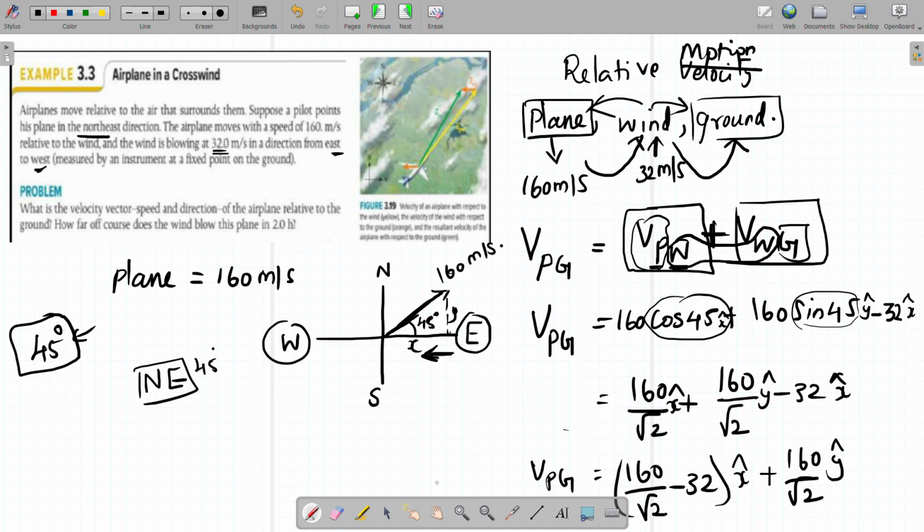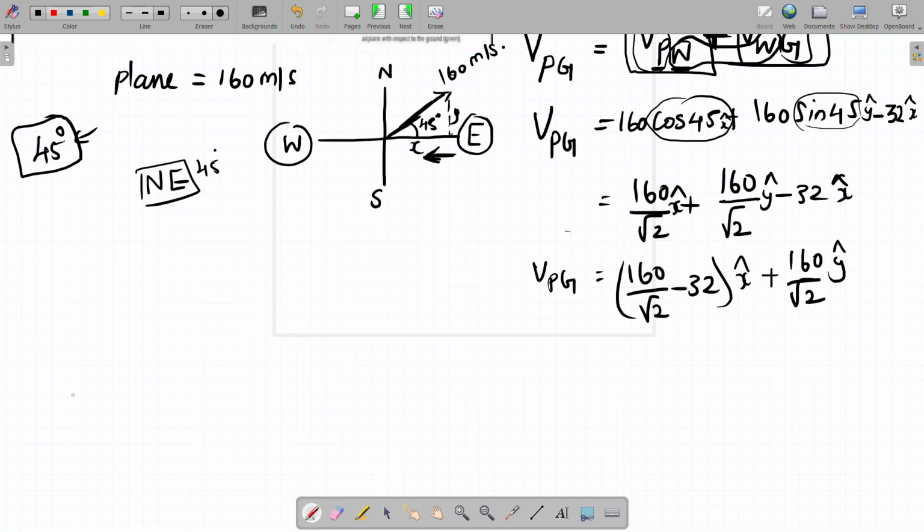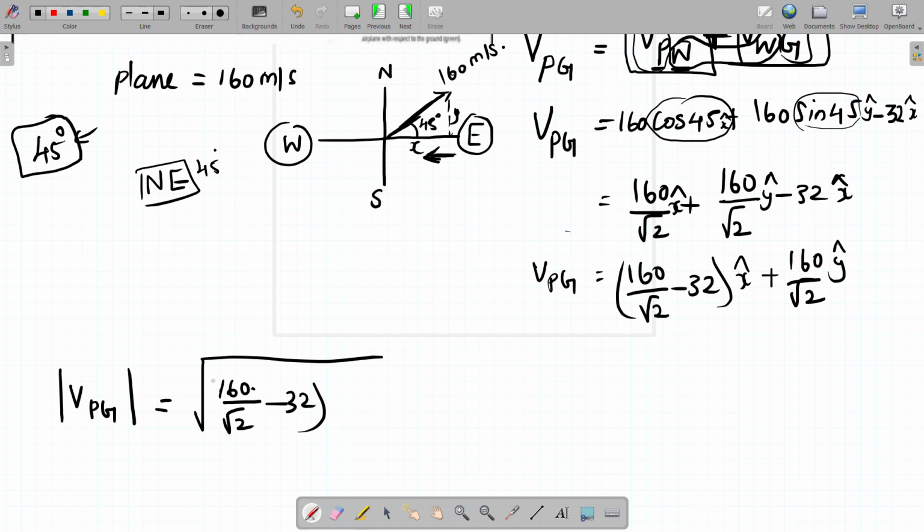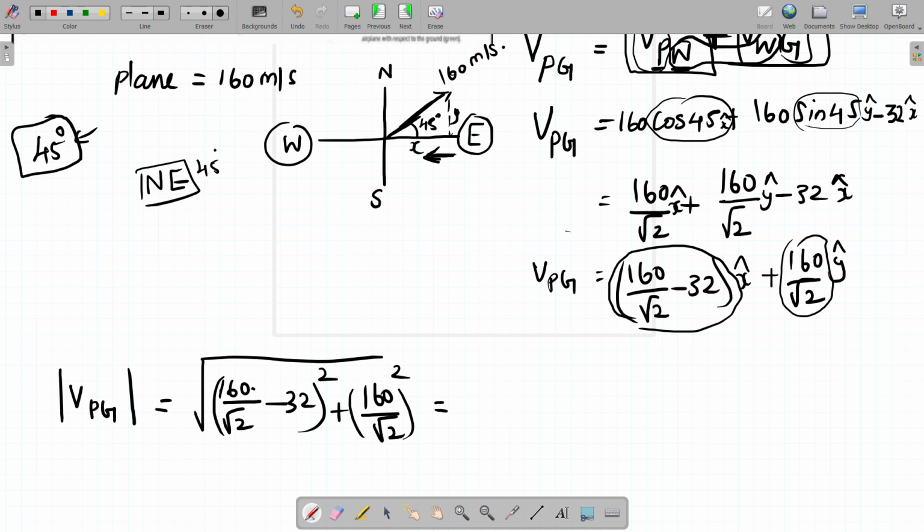Now we can find the magnitude and direction. To find the magnitude, as we know, take the absolute value: the square root of x squared, that is 160 by root 2 minus 32, squared, plus the y value 160 by root 2, squared. The answer is 139 meters per second, and we found the magnitude. The magnitude of the speed of plane with respect to the ground is 139.